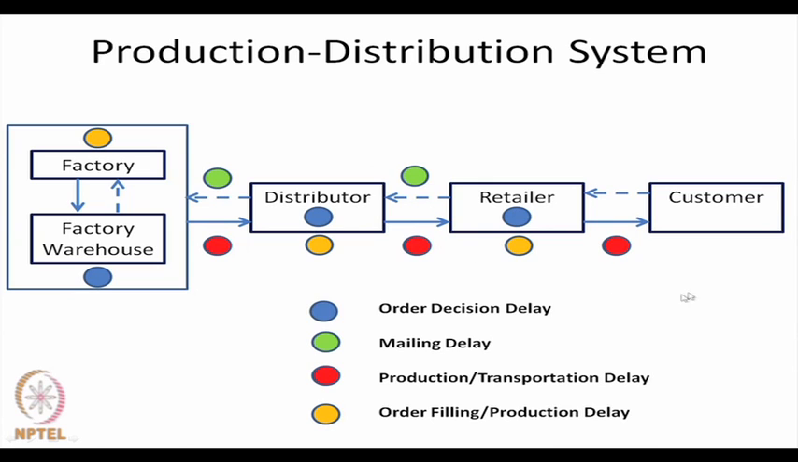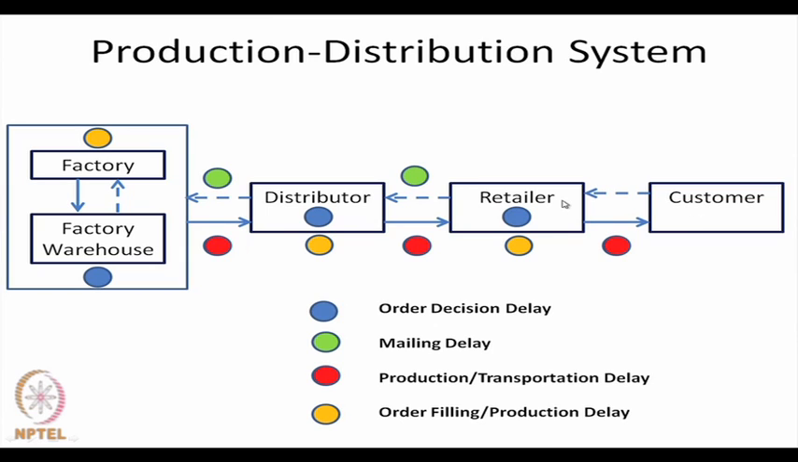Now, before we close this topic, we would like to discuss a few things about how the customer order reaches the enterprise or the factory. On the right hand side is the customer, and on the left side is the factory and its warehouse. This dotted line shows the flow of orders and the firm line shows the flow of material.